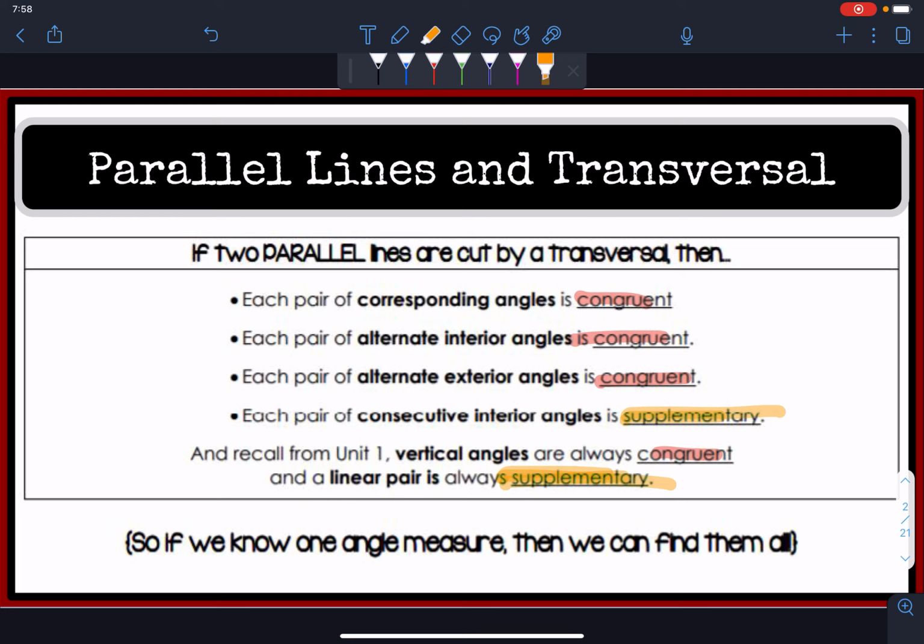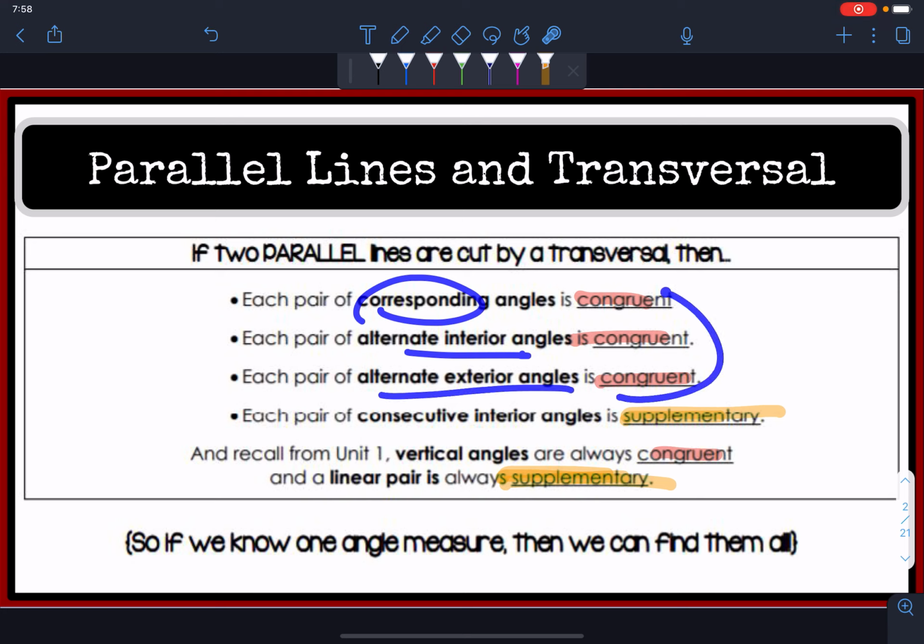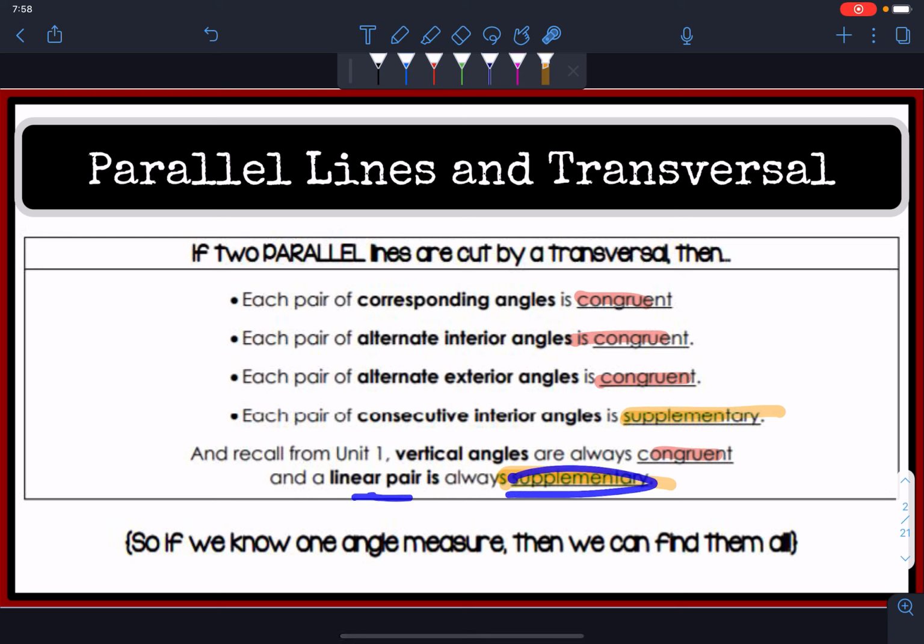Now, if we recall, corresponding angles, alternate interior angles, and alternate exterior angles are all congruent. The same thing with vertical angles. Those are also congruent. Linear pairs are supplementary, and consecutive interior angles are supplementary. And if we know one of the angle measures, then we can figure out all of them.